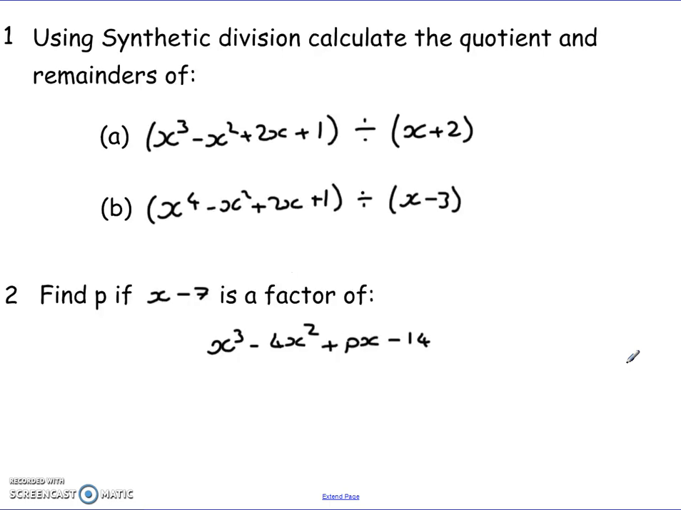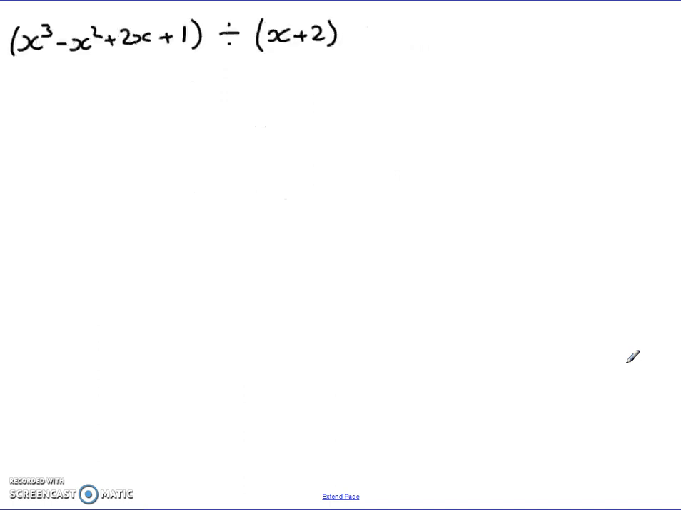So 1, using synthetic division, calculate the quotient and remainders of a) x cubed minus x squared plus 2x plus 1 divided by x plus 2. And part b) x to the 4 minus x squared plus 2x plus 1 divided by x minus 3. And then question 2 was find p if x minus 7 is a factor of x cubed minus 4x squared plus px minus 14. So let's get cracking.